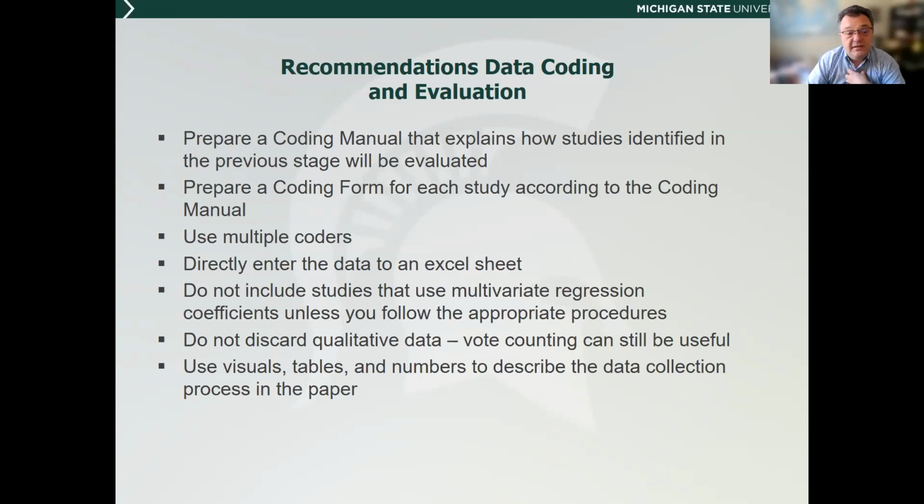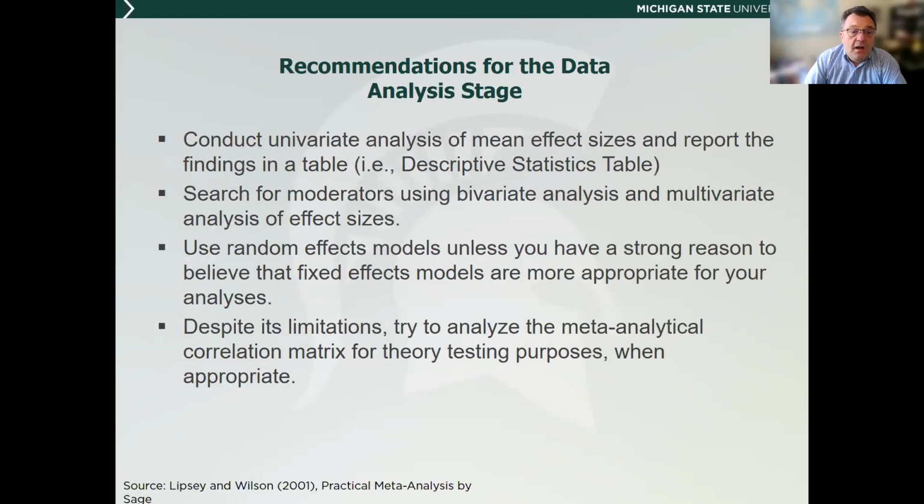And as a reviewer, I really worry about the quality of the study. The meta-analysis, I mean, every paper published in a good journal should be replicable, but it's maybe more true for meta-analysis. So you have to make sure that your method section is very clearly written, so that people can actually replicate what you did. Data analysis, univariate analysis, having a descriptive statistics table.